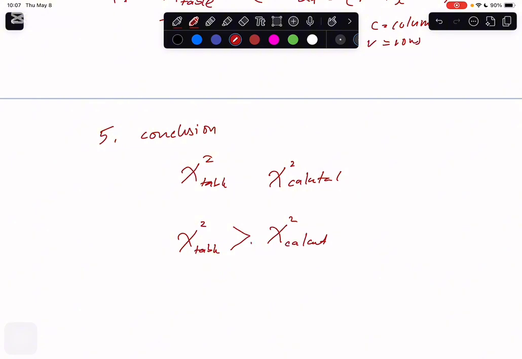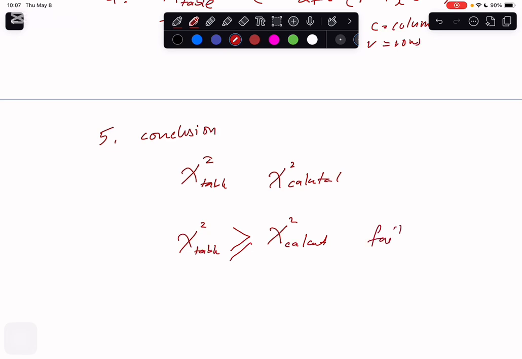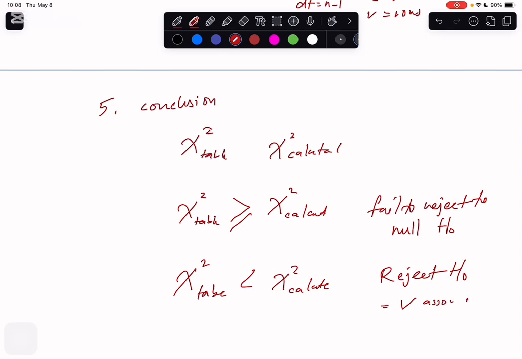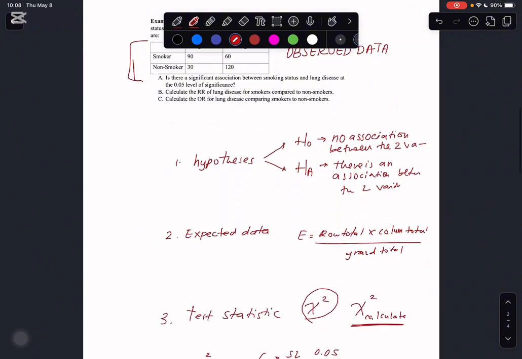Okay, here if it's equal we're going to fail to reject the null hypothesis, or basically H naught. Okay, if the chi-squared table value is smaller than the chi-squared calculated, here we're basically going to directly reject the null hypothesis, meaning that there is an association between the two categorical variables. Okay, so this is the general structure of how we solve these questions.